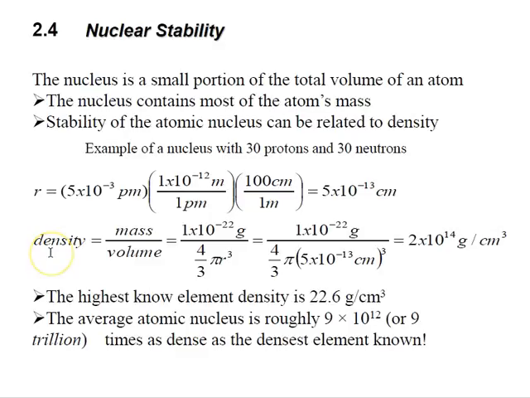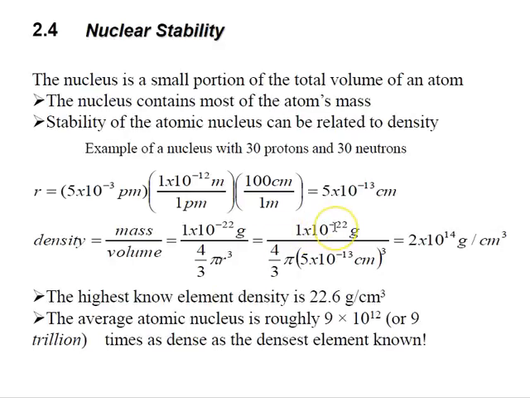Okay, so now let's look at density. Density relates mass per unit volume. Again, this mass would need to be given. So this is taking 1 times 10 to the negative 22 grams and dividing by 4/3 pi r cubed. 4/3 pi r cubed represents the volume of a sphere, because these are spherical in shape.